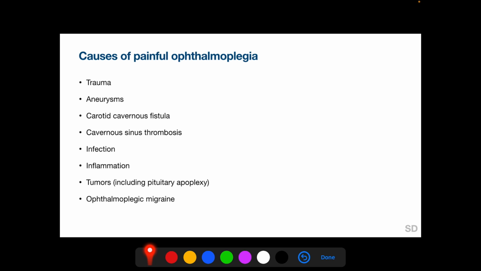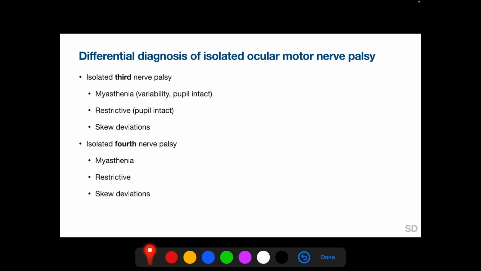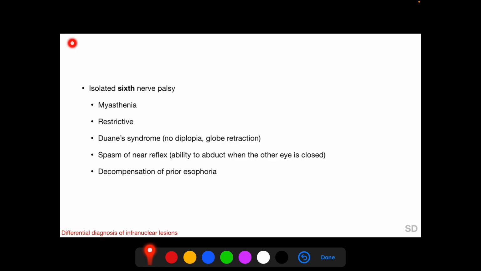So we are going to end this session with some differential diagnosis lists. Causes of painful ophthalmoplegia include trauma, aneurysm, carotid cavernous fistula, cavernous sinus thrombosis, infections, inflammation, tumors including pituitary apoplexy, and ophthalmoplegic migraine. Differential diagnosis of either a third nerve palsy or a fourth nerve palsy include myasthenia gravis, restrictive myopathies, and skew deviations. Skew deviations come in the differential diagnosis of the third and the fourth cranial nerve palsies because these two nerves supply cyclovertical muscles.